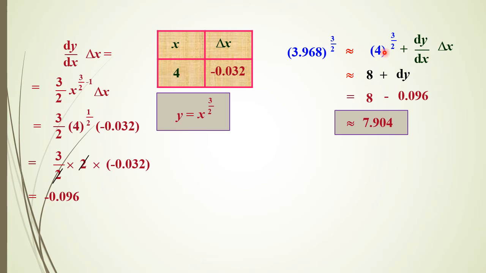Its approximate value will be 7.904. See, 4 to the power 3 by 2, it will be how much? Square root of 4 raised to 3. Then square and square root both are gone, just 2 to the power 3 will be remaining. 2 to the power 3 in the sense it is 8. 8 minus dy by dx into delta x, its value is minus 0.096. After subtracting this from 8, you'll be getting 7.904. This will be the approximate value of the given question.